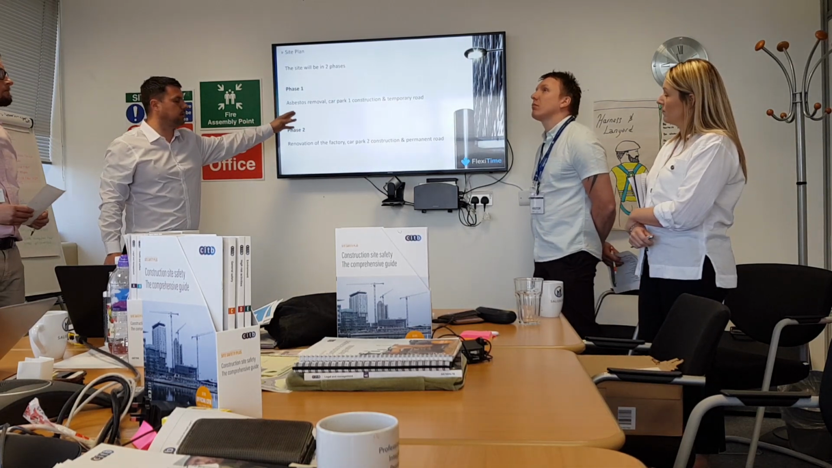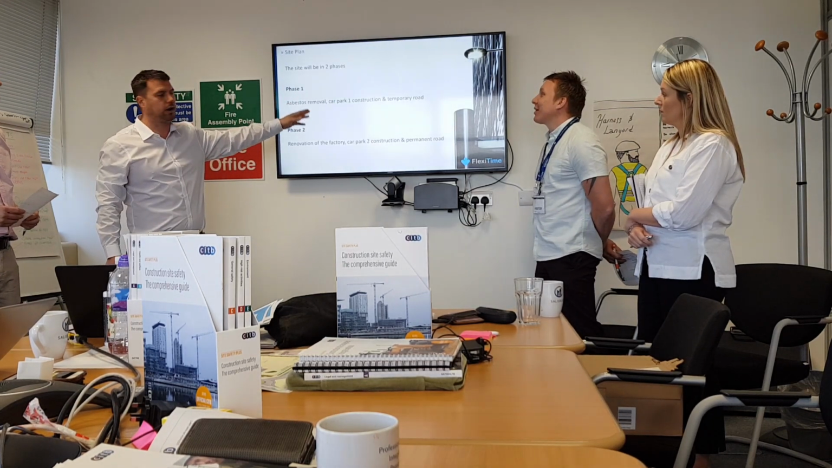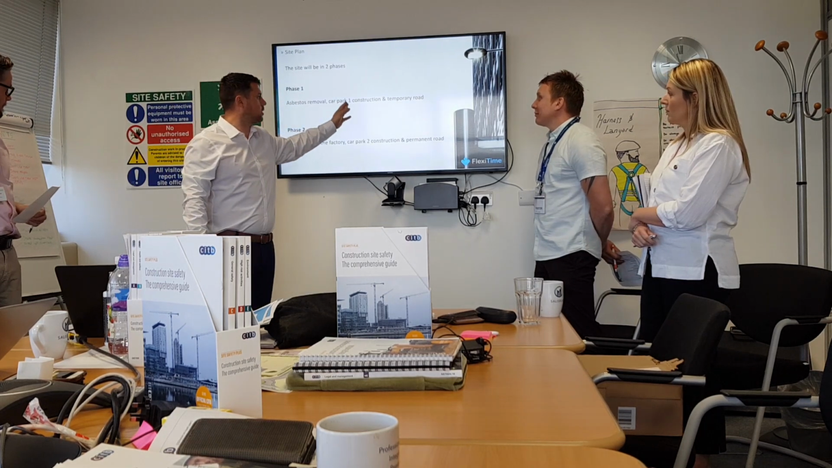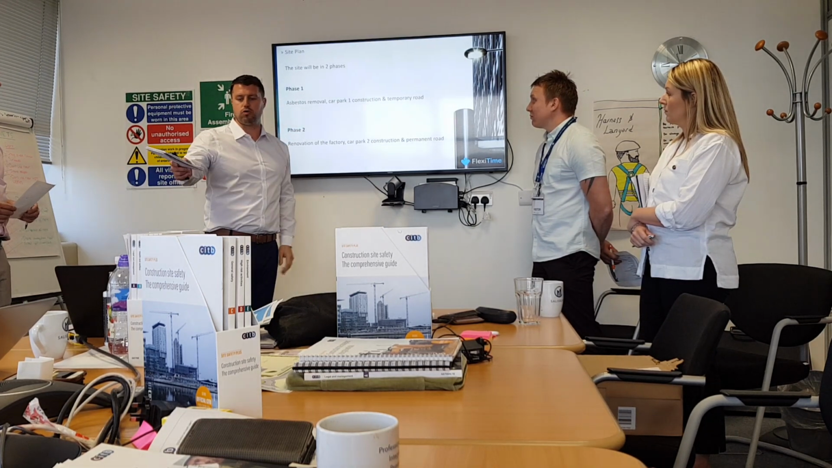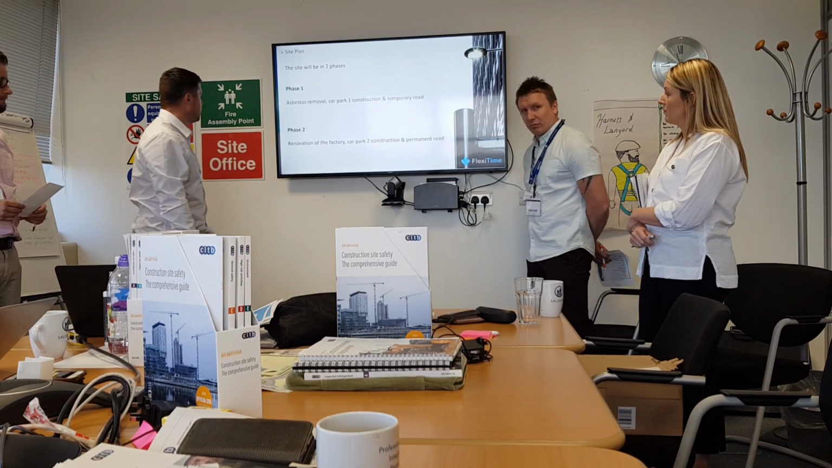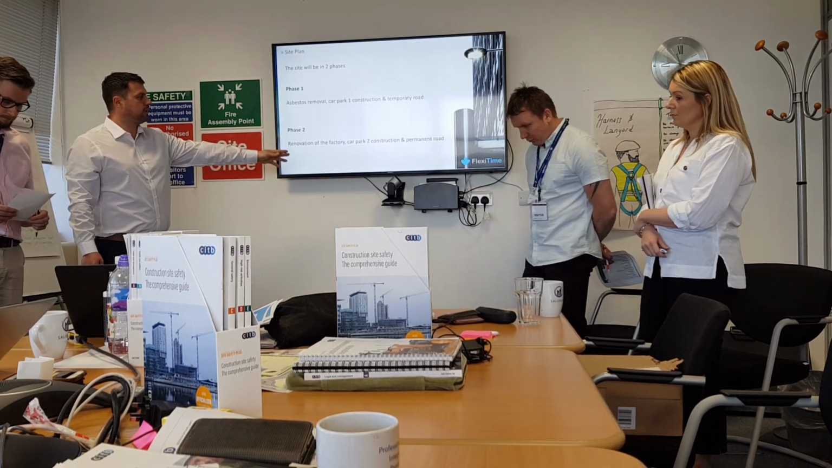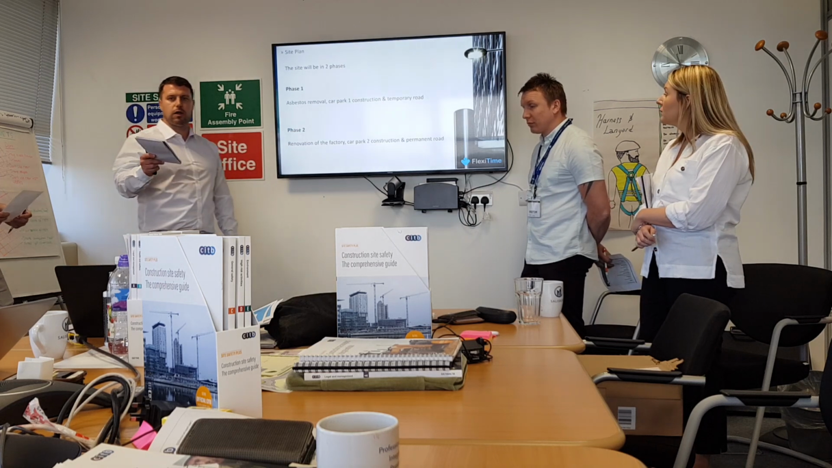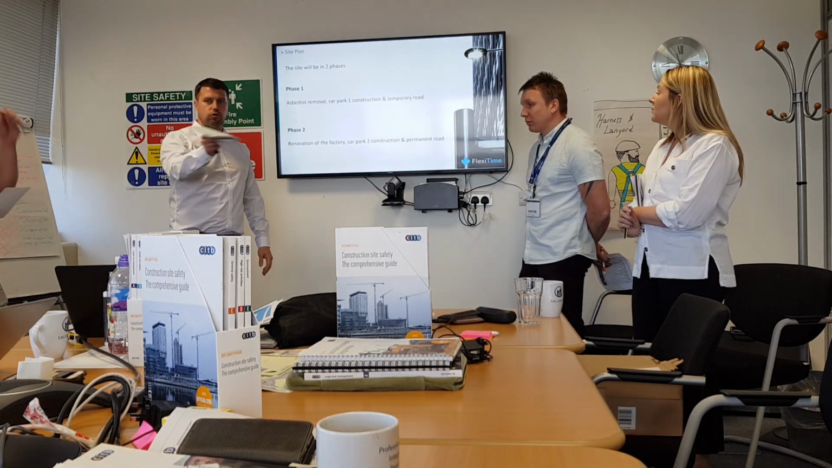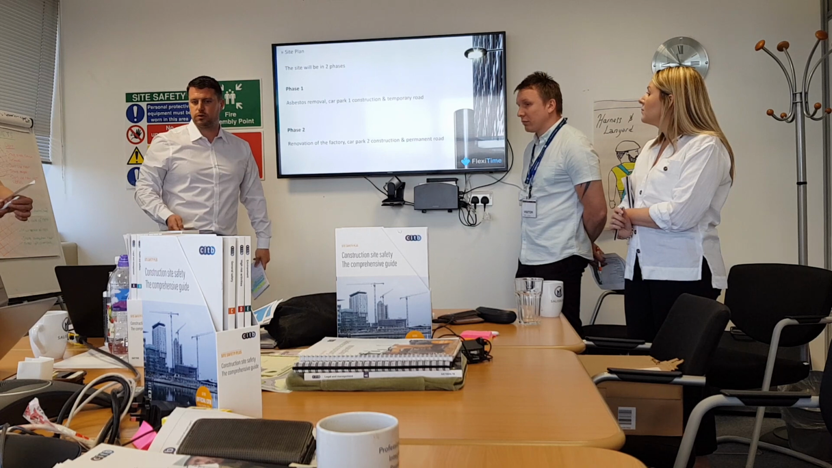Phase 1 will be asbestos removal in the boiler house. We'll construct car park 1 with a temporary road running through the middle. Phase 2 will be the renovation of the factory, finish off car park 2, and then when the project's coming to an end, we'll run a permanent road through the site.